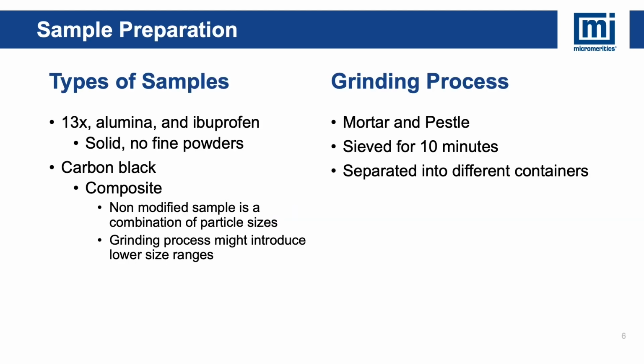The 13X, alumina, and ibuprofen are solid materials consisting of no fine powders. The grinding process created particle sizes that do not exist in the original sampling. The carbon black is composed of a variety of particle sizes. The grinding process might have created particles in the lower size range or modified the structures of the existing particles.